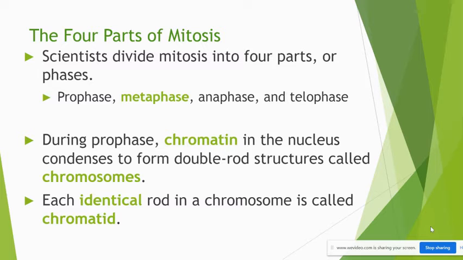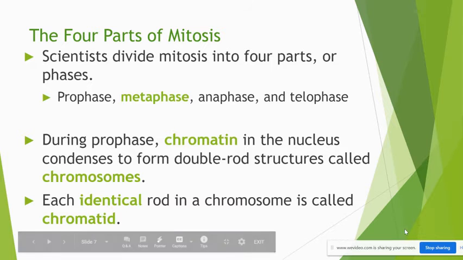So during prophase, the chromatin in the nucleus, so this is that genetic material, it's kind of just floating around in a little ball. This condenses to form double rod structures called chromosomes. And in our guided reading notes, we identified the structure of a chromosome and what it looked like. And then each single rod in a chromosome is called a chromatid. And then like I said, in our guided reading, the diagram also showed the centromere, which holds those two chromatids together to create that chromosome structure.